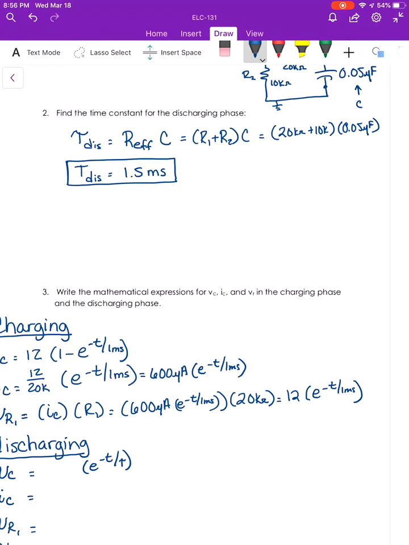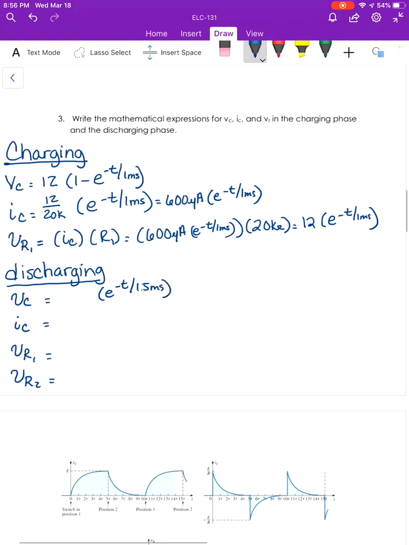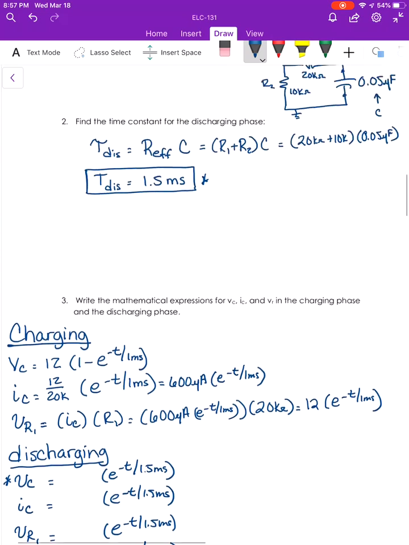Now remember, for the discharging phase, we had a different tau. So I'm going to change that to 1.5 milliseconds. And they're all going to have the same shape. We just have to figure out what value they're all starting with in order to write our equations. Okay, so for V sub C, this is really where you want to start. This is what's going to drive everything.